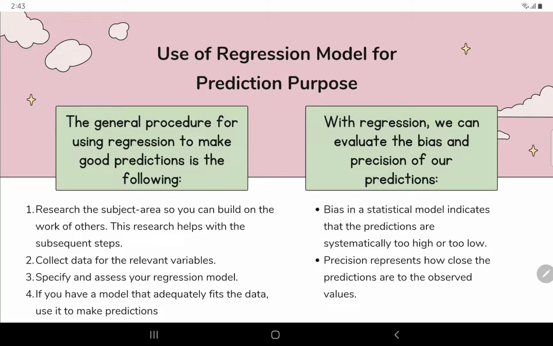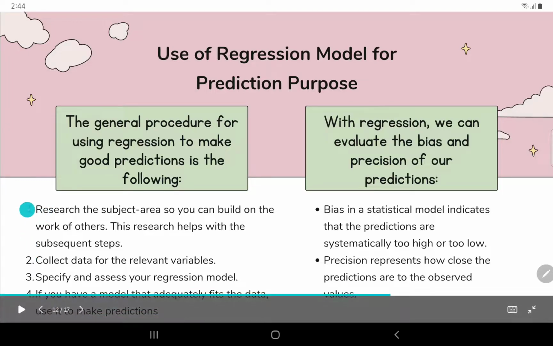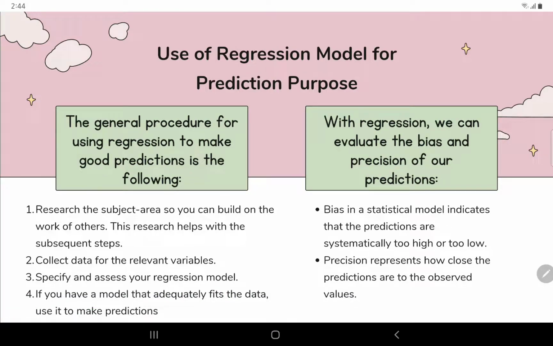So what is the use of regression model for prediction purpose? The general procedure for using regression to make good prediction is as the following, number 1 until number 4. Okay, the first one is research the subject area, so you can build on the work of others. This research helps with the subsequent step. And then you need to collect the data for the relevant variables and specify and assess your regression model. If you have a model that adequately fits the data, then use it to make predictions.